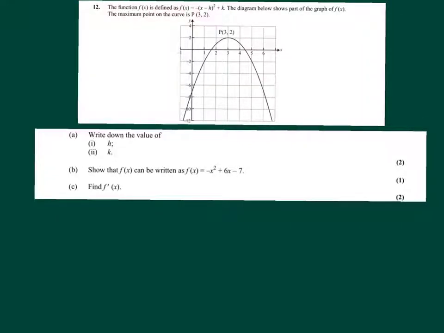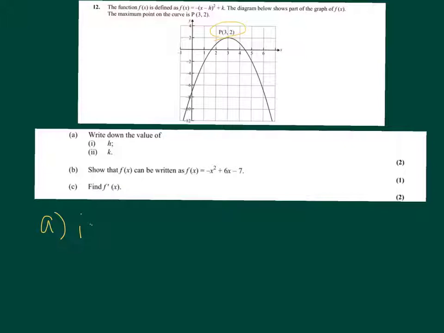Okay, so this is number 12 on the chapter 3 review. It gives us the function defined as f of x equals negative (x minus h) squared plus k. And the maximum point on the curve is (3, 2) here at point P. Part A tells us to write the value of h and k.